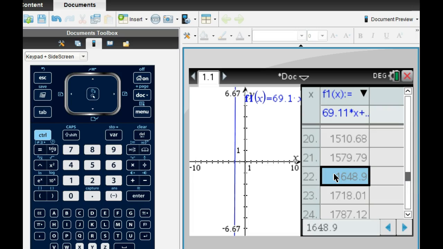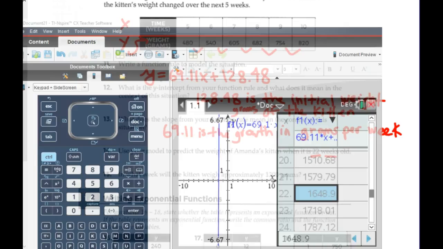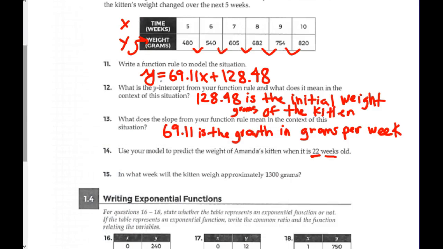Now if you have a linear weight, you have 1,648.9. And again, these are in grams, so it's not pounds. So obviously, this is more reasonable than it might seem. It's not 1,000 pounds, that's crazy. Grams. So in what week will the kitten weigh approximately 1,300?